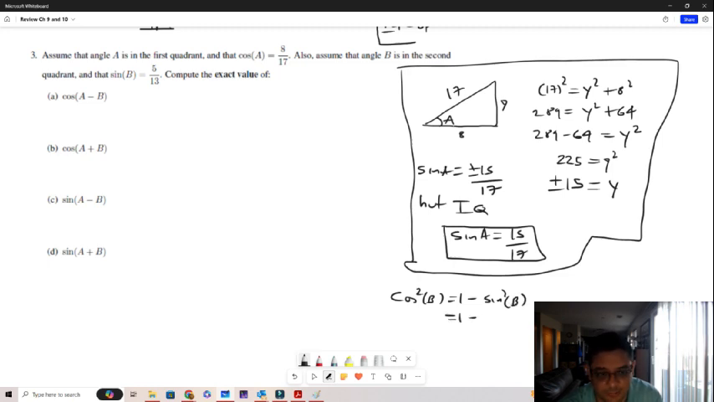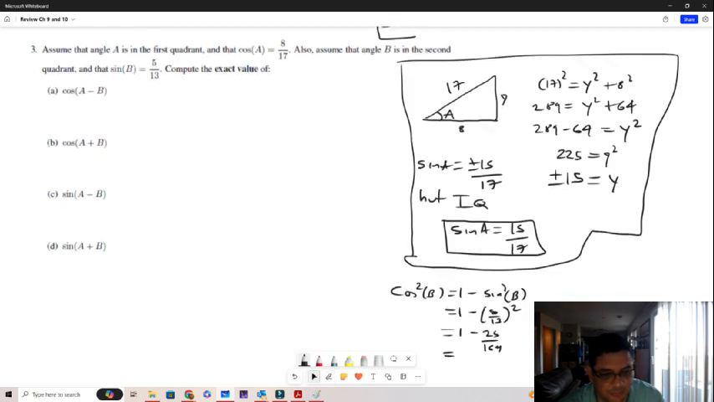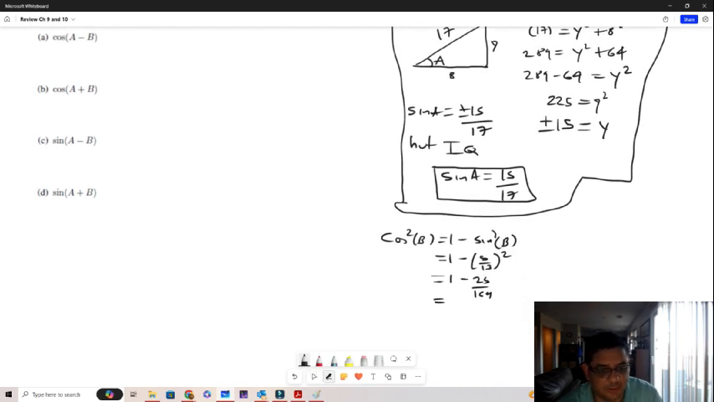And so this is 1 minus 5 over 13, squared, of course. And this is 169 minus 25 over 169. And so I actually have information on this because I got the same numbers before. So 169 minus 25 is going to be 144 over 169. And so that's going to be the cosine square. So this means that the cosine of B is just going to be the square root of this, which is plus or minus 12 over 13.